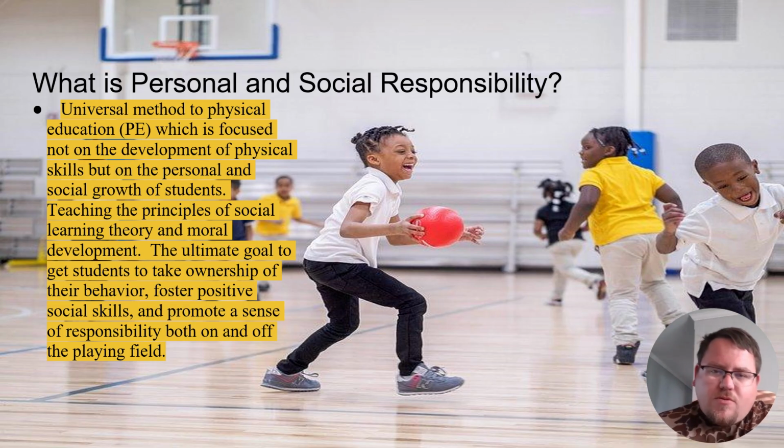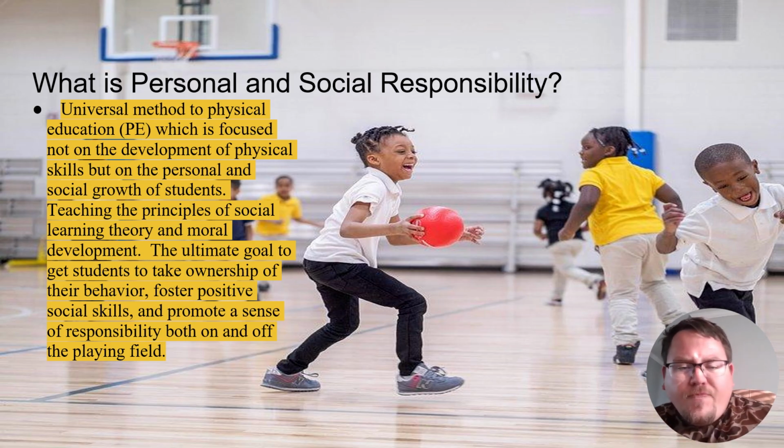What is personal social responsibility? It's a method for physical education, which is not really on skills, but on the personal aspect of social, emotional aspect for students. It's trying to teach the kids the basics of learning theory, how to have morals, how to be a good person, share. Stuff like that is the basis of what we're trying to do with personal social responsibility.